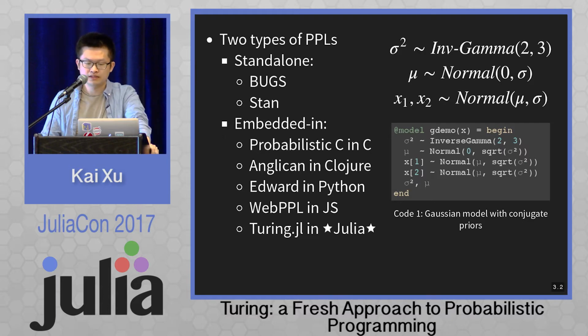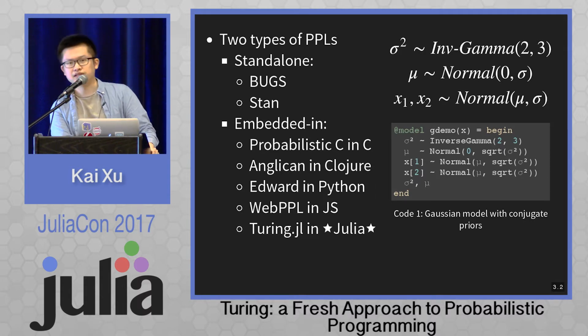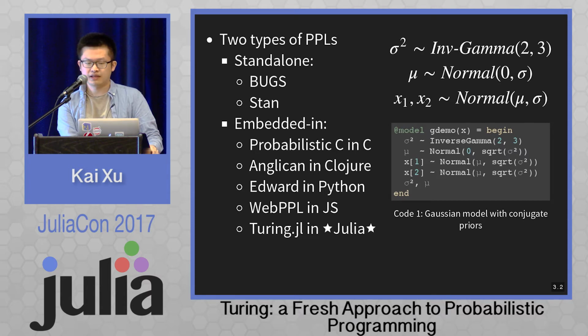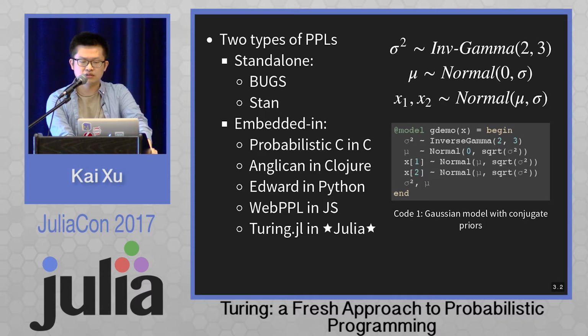On the right-hand side is a typical model with both the mathematical expression and the code in Turing. This is basically a simple Gaussian model with conjugate priors. On the top is the mathematical expression, and at the bottom is the Julia code. As you can see, the modeling syntax in Turing is very intuitive. Basically, you just write the mathematical expression as Julia code, and Turing will handle it for you.